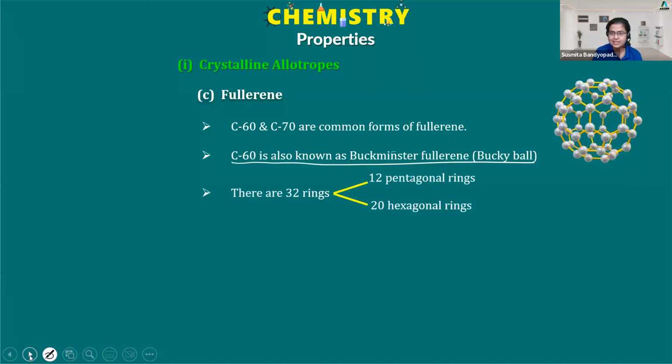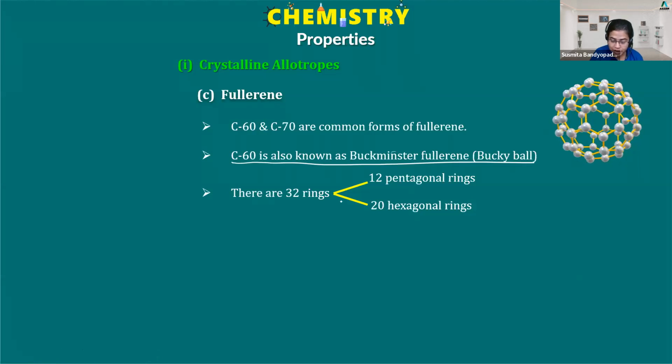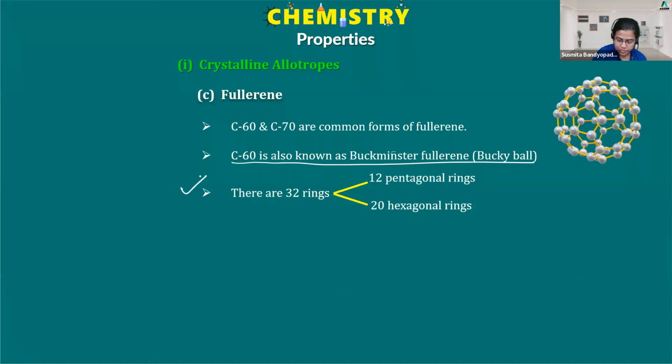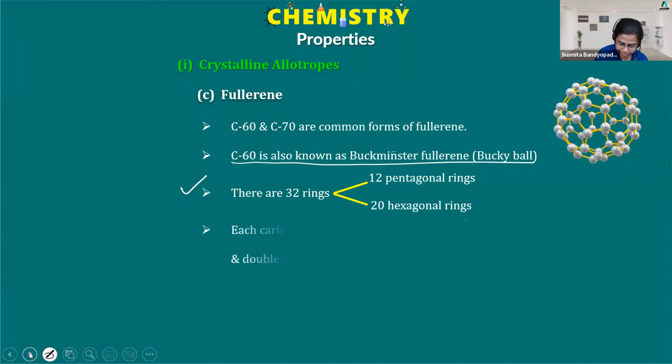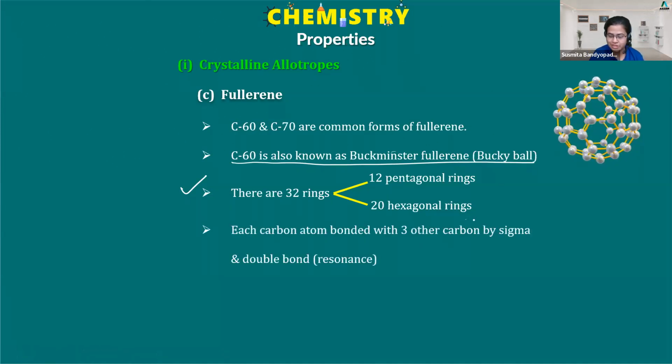Students, certain information like this, try to keep it in your mind. It has 32 rings, split it into 20 plus 12. 20 are 6 membered rings, remaining 12 are 5 membered rings. Remember it to be on the safer side.